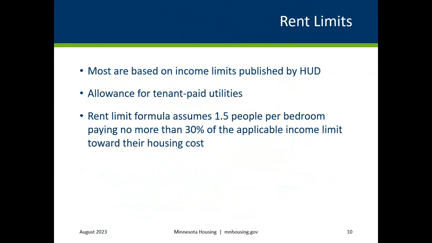All rent limits are gross rent limits, which must include an allowance for any tenant-paid utilities. The rent limit calculation assumes that there will be 1.5 persons per bedroom paying no more than 30% of the applicable income limit toward their housing cost. Note that zero-bedroom efficiency, single-room occupancy, or SRO use the one-person limit.